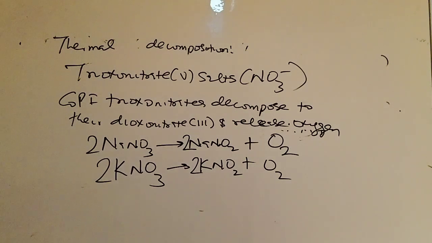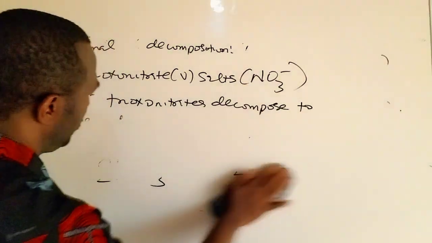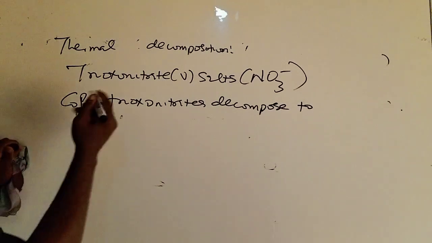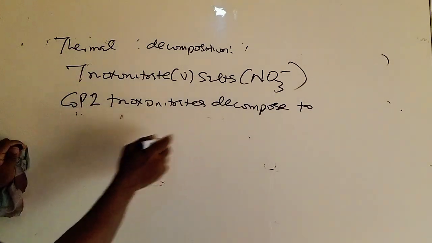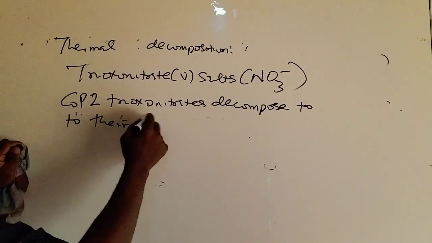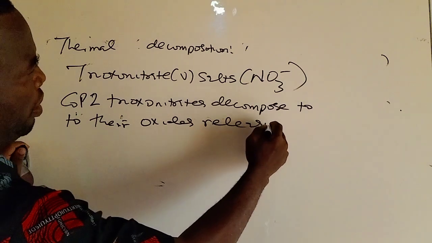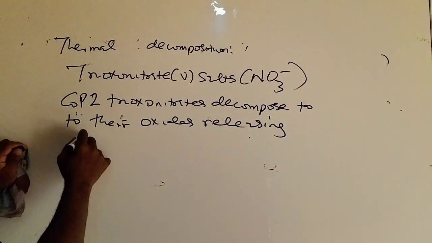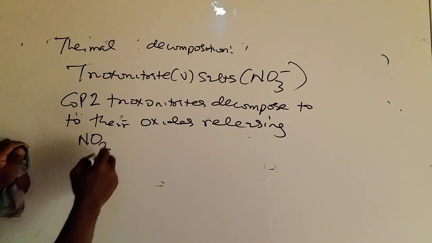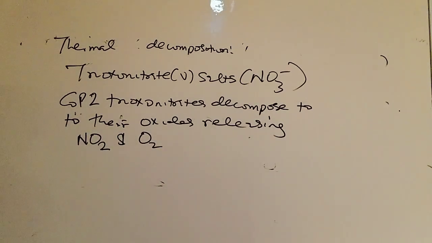Then what of group 2 nitrates? So the group 2 metals. Group 2 trioxonitrate(V) decompose to their oxides, releasing 2 gases. The 2 gases include a brown gas called nitrogen(IV) oxide and oxygen gas. They give 3 products. So you can see the differences.